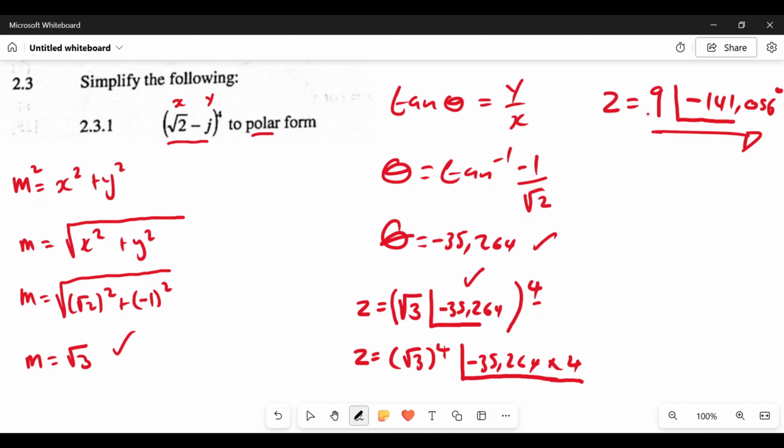You can go to the playlist and check the complex numbers where you will come across such a problem here.